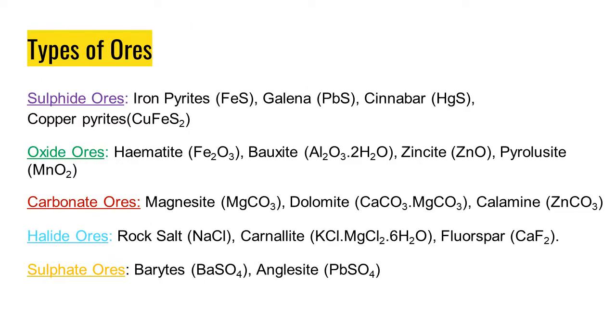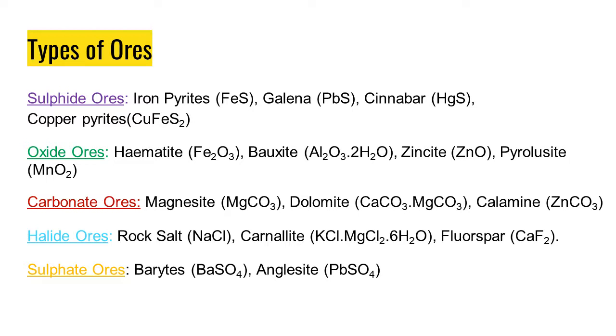Now let us see about different types of ores. Ores are present in the form of their salts like sulfides, oxides, carbonates, halides or sulfates. So let us take an example, iron pyrites. Here iron is present as sulfide ore, FeS, oxide ores where we have oxide form. Say for example in bauxite it is nothing but aluminium oxide. In carbonate ores it is present in the form of their carbonate salt. Example, dolomite we have calcium carbonate and magnesium carbonate mixture.